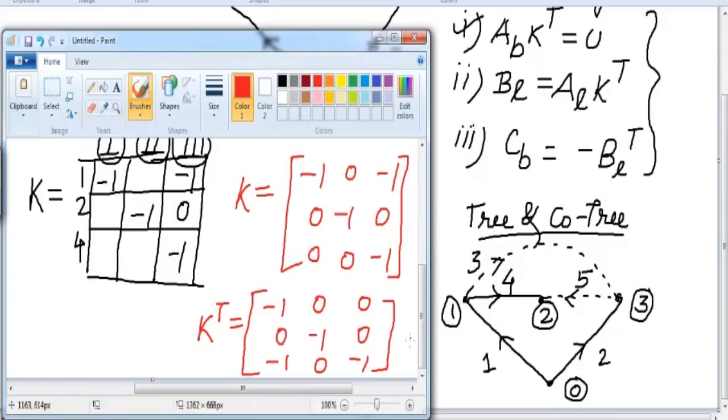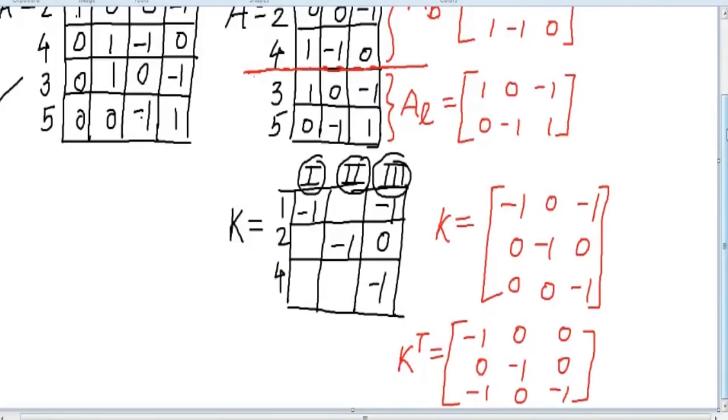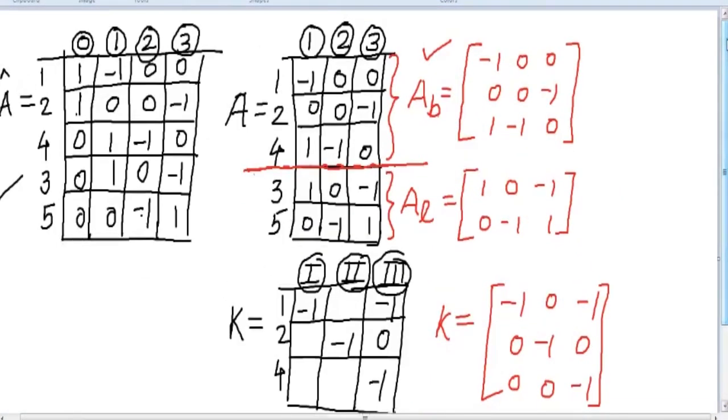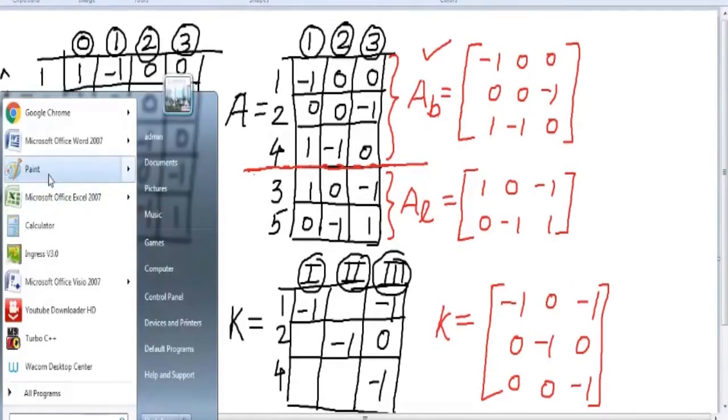So now you have K AB with you, and you have K transpose with you. So will you be able to solve the first identity now? What is the first identity that they have asked you to prove? The first identity is AB into K transpose is equal to U. So first start with the LHS.